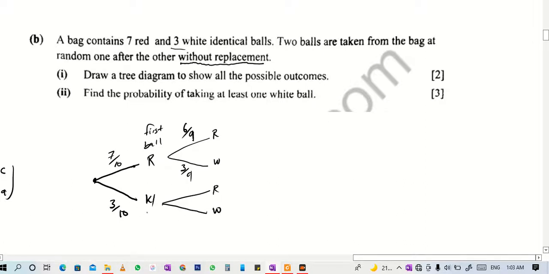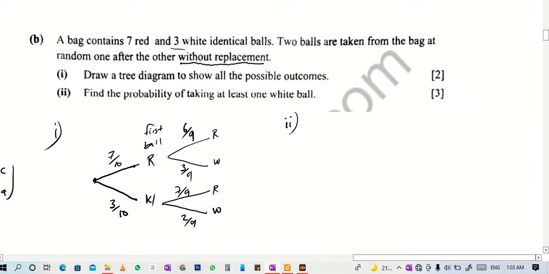If the first ball is white, the second ball being red would be 7 over 9, because we didn't draw a red ball, and white would be 2 over 9. So this is how you draw the tree diagram for question 1.